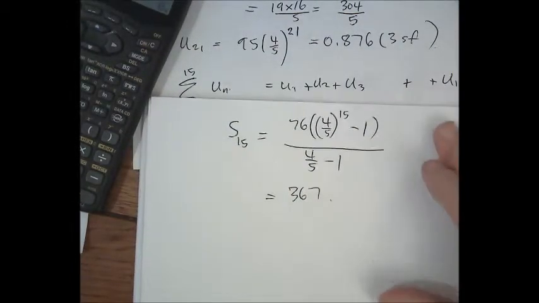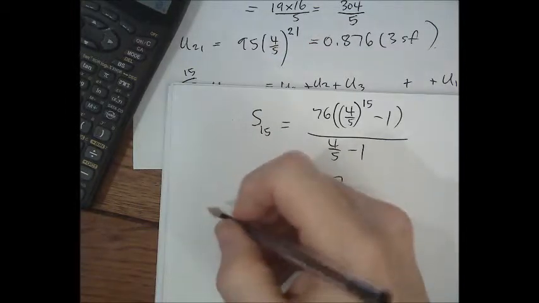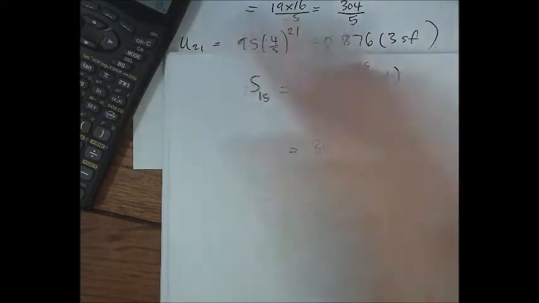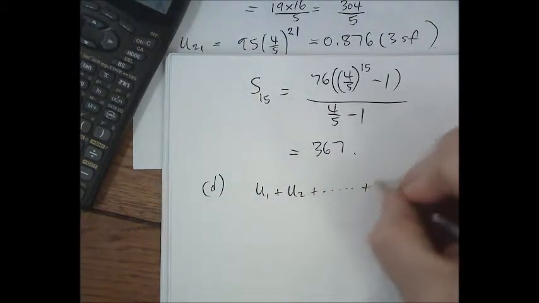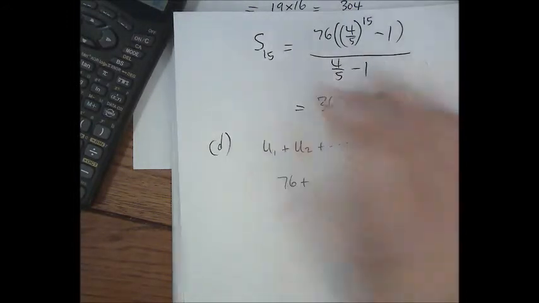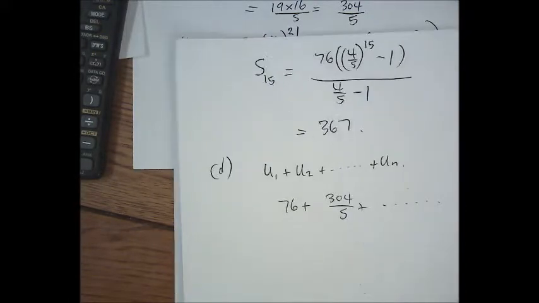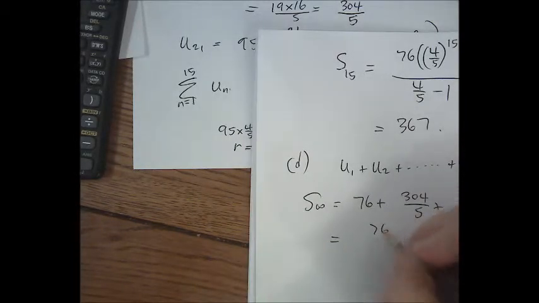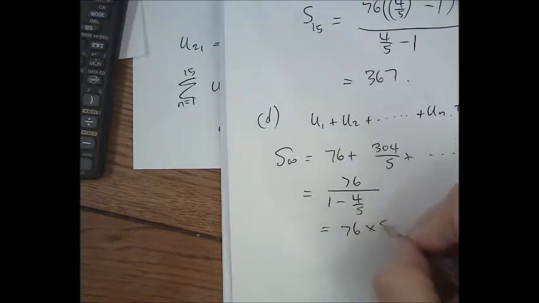Okay, and now finally, part D, 7D. It wants the sum to infinity of the series whose first term is u1 and whose nth term is un. That seems a bit confusing, but I think it just wants this. So this is a geometric series. So we've got 76 plus the second term, which was 304 over 5, etc., etc., etc. We're going on that forever. So the sum to infinity will be given by a formula. Our A was 76, and our common ratio was 4/5. So that's 76 divided by 1/5, which is 76 times 5, which is 380.